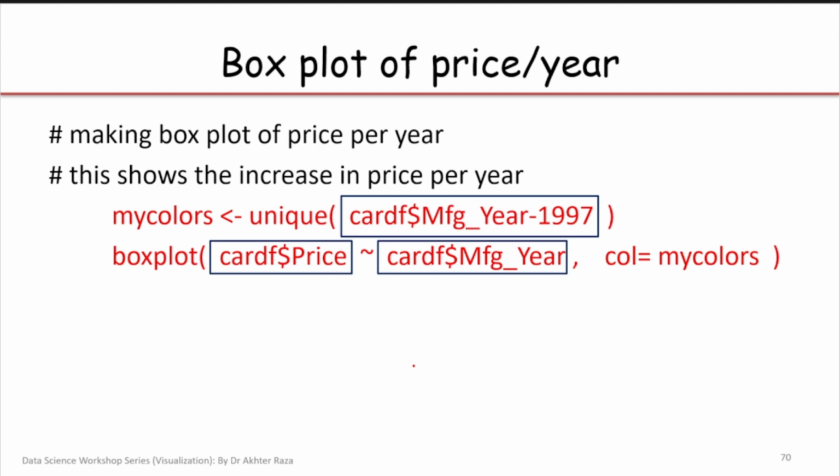It will generate multiple box plots for each year of prices: prices for 1997 data, prices for 1998 data, and so on. And the very important element is color equals my color. This is my color variable. It doesn't have only 1, 2, 3, 4, 5, and so on. As many years as I have, that many sequence numbers are generated.